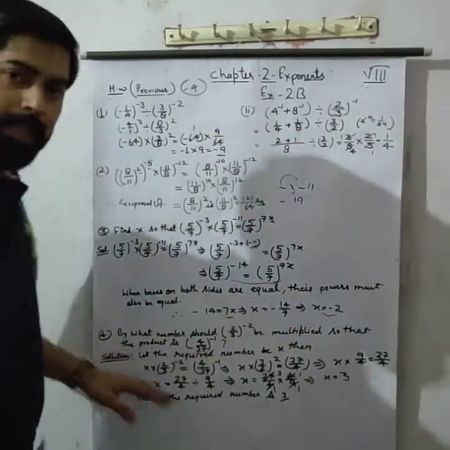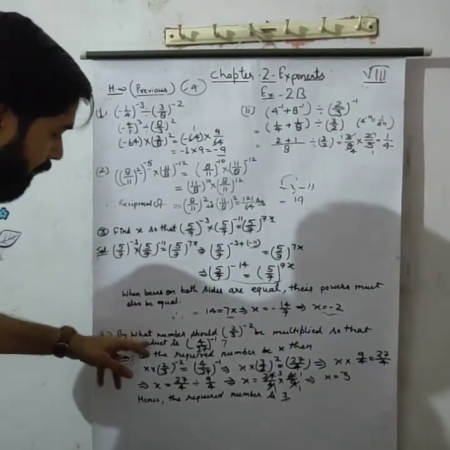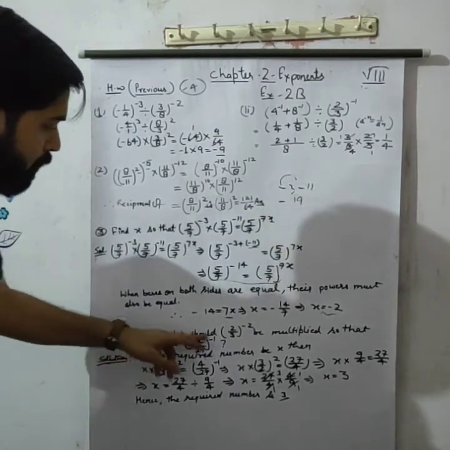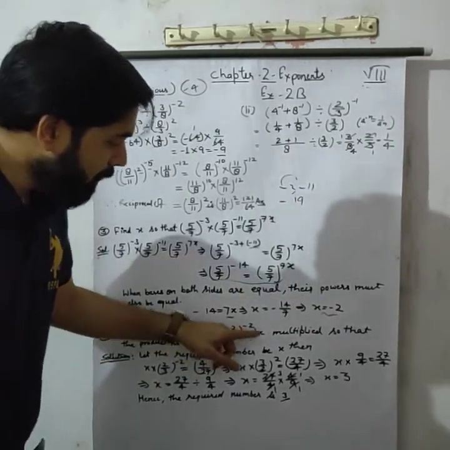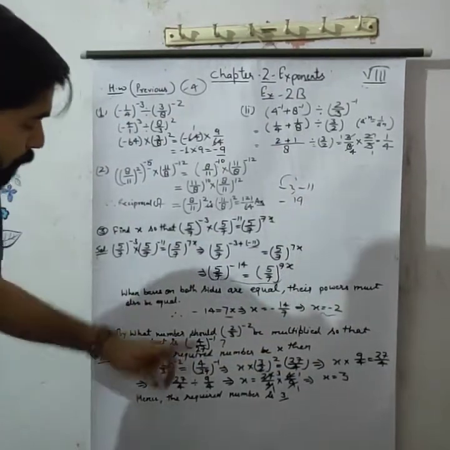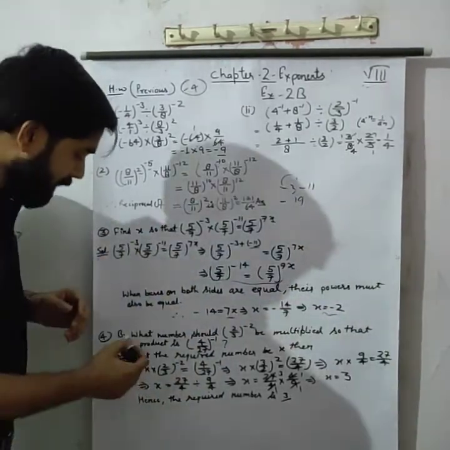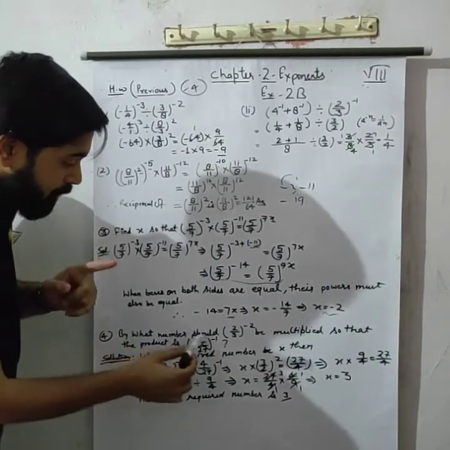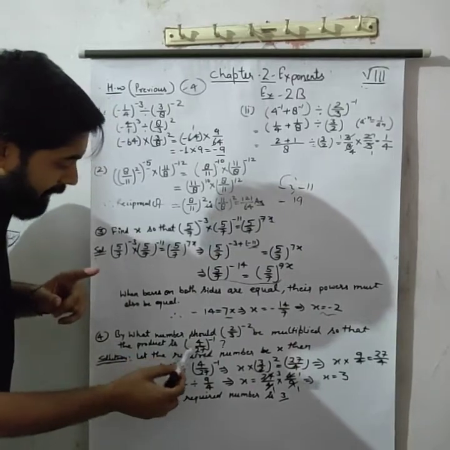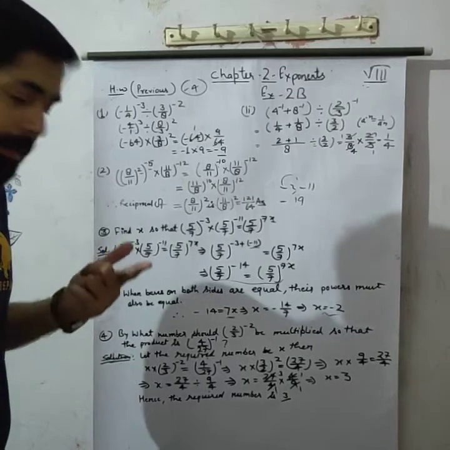Now the last question of today. So what is the question here? This is a word problem. By what number should 2 upon 3 raised to power minus 2 be multiplied so that the product is 4 upon 27 raised to power minus 1. Again I will read the question. By what number should 2 upon 3 raised to power minus 2 be multiplied so that the product is 4 upon 27 raised to power minus 1.